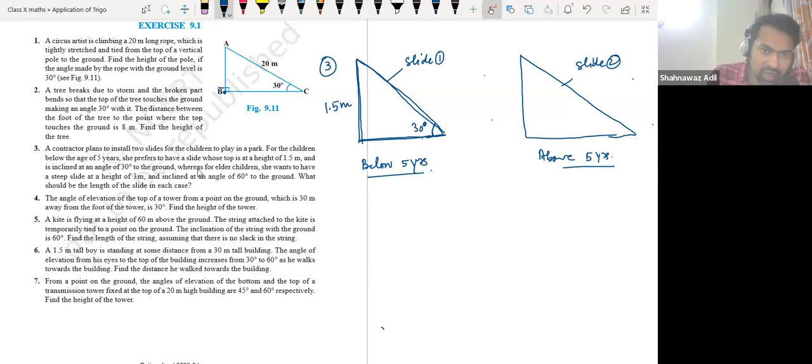Whereas for the elder children, she wants to have a steep slide at a height of 3 meters. So this is 3 meters at an angle of 60. Okay, so this should be the diagram. What should be the length of this slide in each case? So we have to find length 1 and length 2. These two things we have to find out, right?